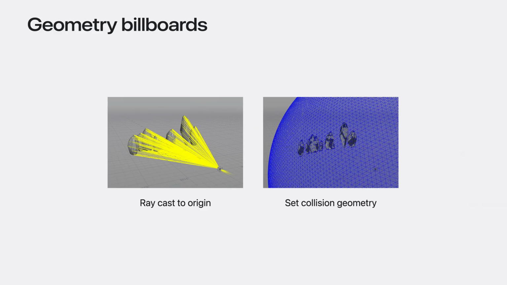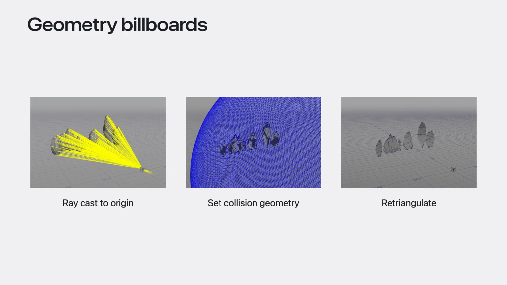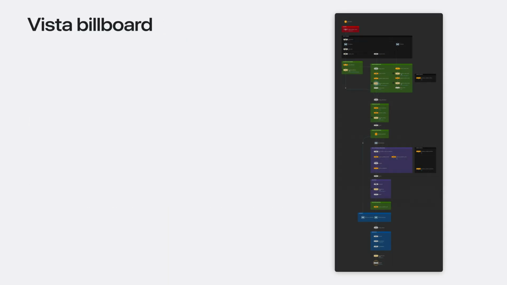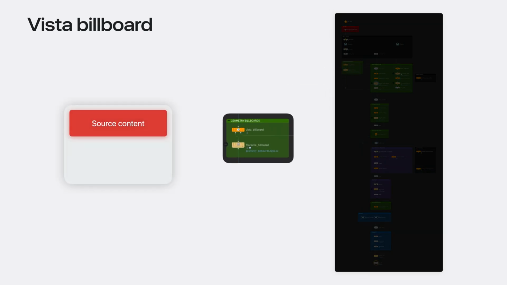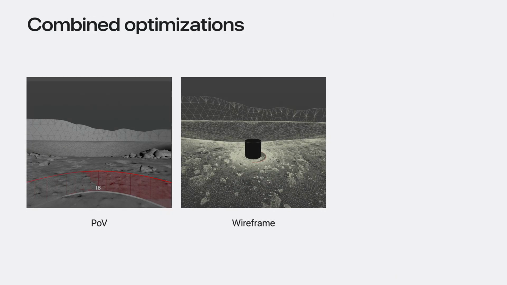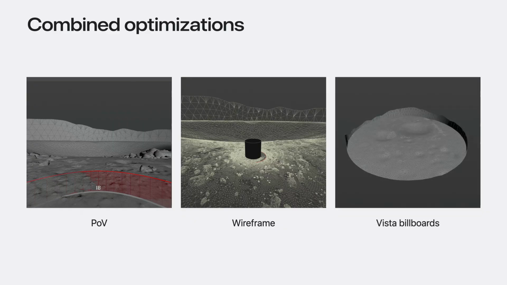At first, the geometry is a mess. But once the points are retriangulated, you get a clean, simplified silhouette that still holds up from the viewer's perspective. The Vista Billboard HDA handles this entire setup procedurally. It's placed right after the terrain is imported from the source layout. With this tool, geometry beyond 1 kilometer drops from several million polygons to just a few thousand. This simplified mesh is combined with earlier optimizations, giving a fully optimized view of the environment.